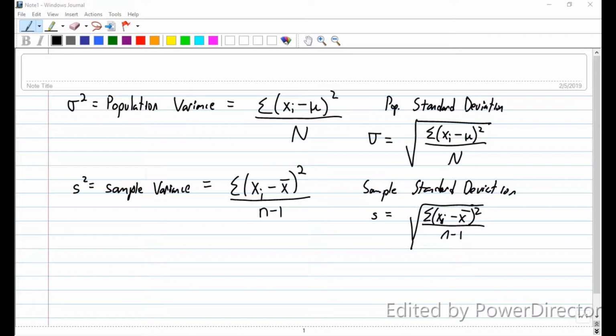And of course, standard deviation is going to be in the same units as the data that we're working with. If we're working with heartbeats per minute, and my standard deviation was 3.4, then that would be 3.4 heartbeats. That's how the heartbeats would vary about the mean of the set of data.